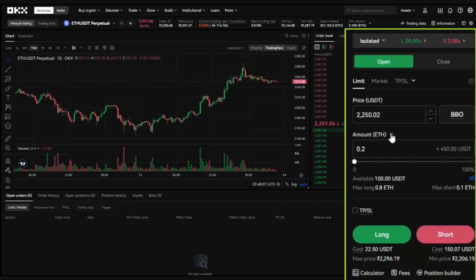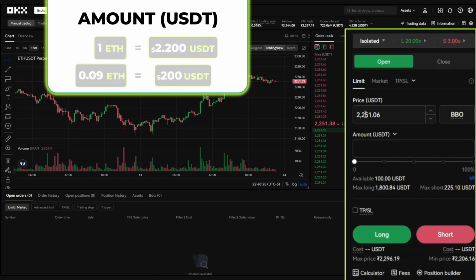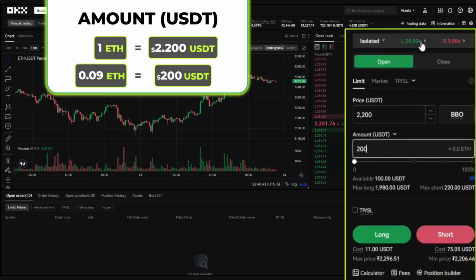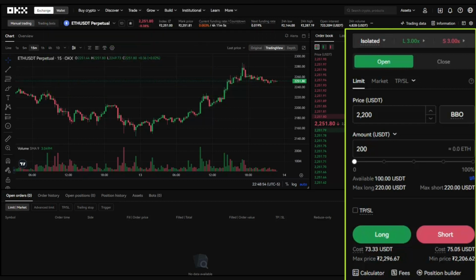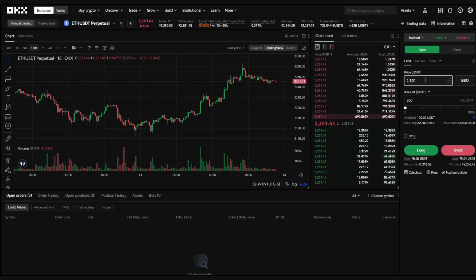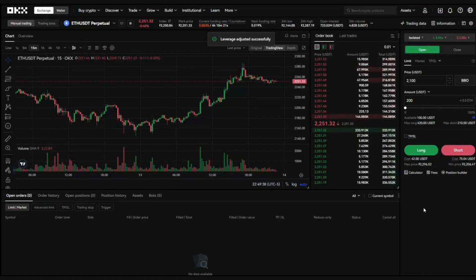And the third is to enter the value of the trade in dollars. For example, if I want to open a long trade at $2,200, here I enter $200 and use 3x leverage. Here it appears the amount of dollars needed to enter into the trade. If you want to enter the market when the price drops a little, you can place, for example, $2,100. And you want to open the trade with $200. Using 5x leverage, you would use only $42 to enter the trade.